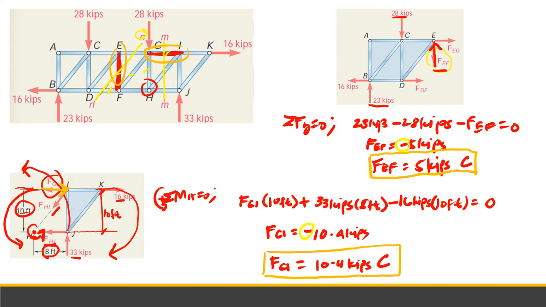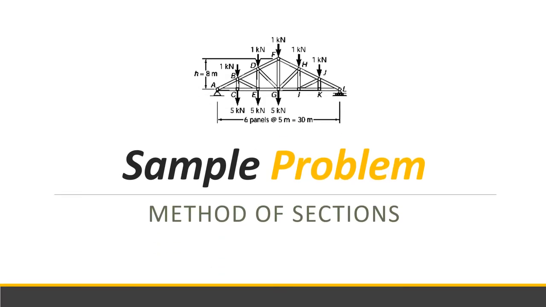To further understand our method of joints, we'll have another problem where you will find the three forces. If you cut a section, you will solve for the three bar forces. This is our next problem. So, another sample problem using this truss here.